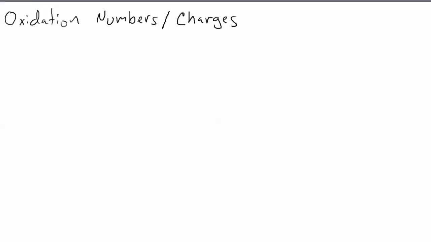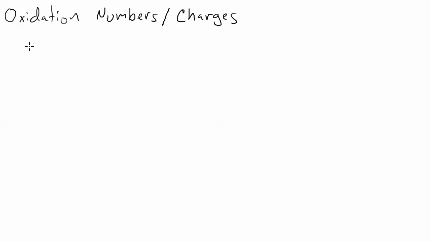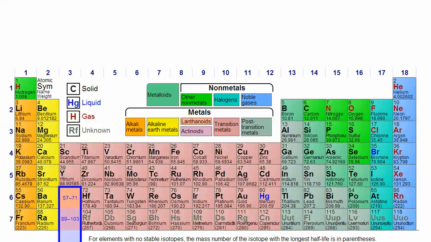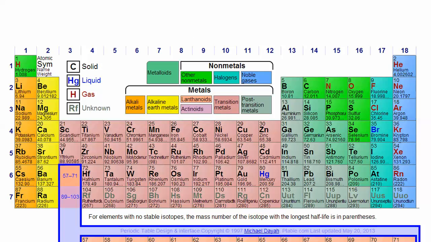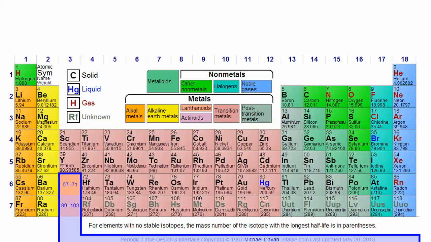So how does this tie in with oxidation numbers or charges? Well, we're going to start by bringing back the fact that elements want 8 valence electrons. Even if they don't have 8, that's what they want. That's what makes them most stable. So the noble gases are sitting pretty. They're in group 18. They all have 8 valence electrons. That makes them very, very, very stable.